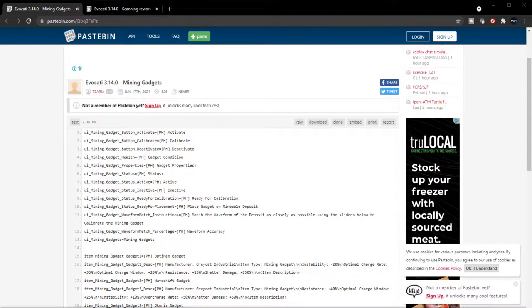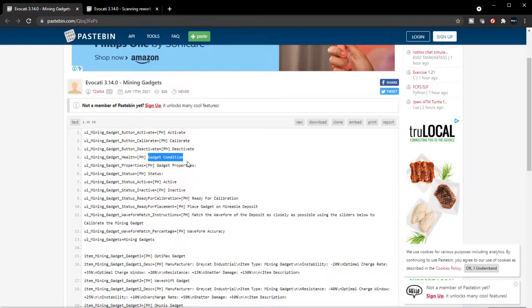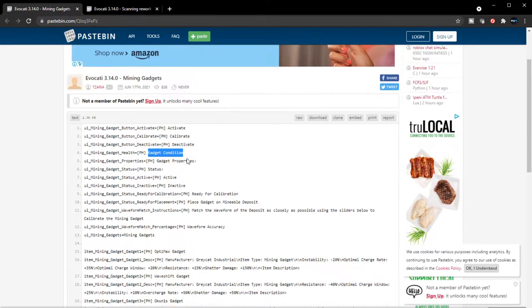In regards to mining gadgets, there's obviously going to be activation, but there's also a calibration mechanic involved with that. That is interesting. Gadget conditions. Okay, so there are going to be conditions for it. That means if you have an old gadget, it probably deteriorates over time, and that may affect how it functions. So I wonder, will we be able to repair it, or would we have to buy a new one if the wear and tear on it is pretty bad?